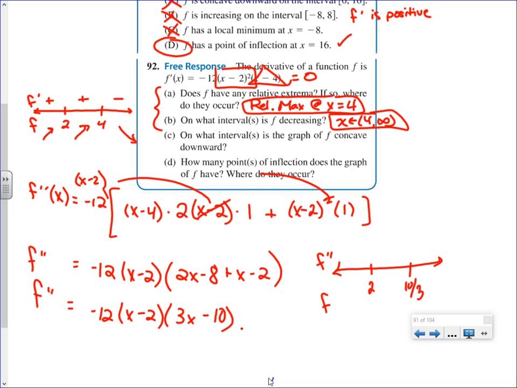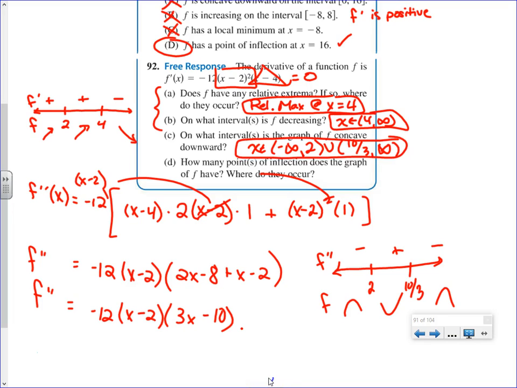Okay, then I'll help. 0 would be negative, negative, negative. Is that a negative? Yeah, that's a negative. And then 3 is less than 10/3 and bigger than 2. 3 is positive, negative, negative, positive, right? Then 5 would be positive, positive, positive times the negative on the outside, right? Negative. Concave downward: negative infinity to 2, 10/3 to infinity.